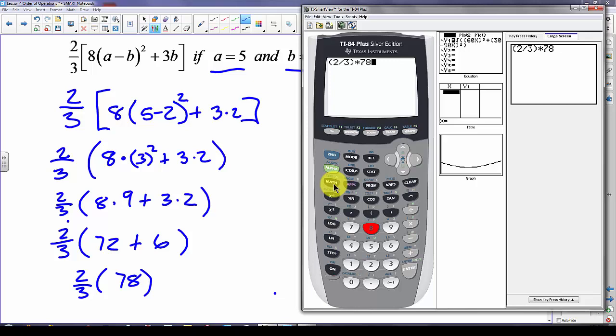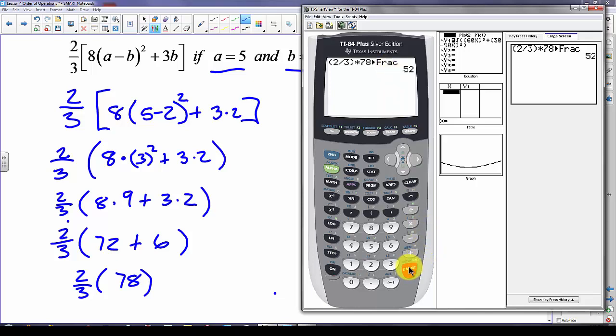So what I'm going to do is hit my math button and say, notice here's this word frac. If I click the number 1 or hit enter right here, whatever 2/3 times 78 is, it will put that into an improper fraction if one exists, or it will reduce it.